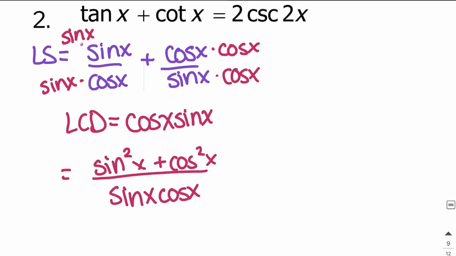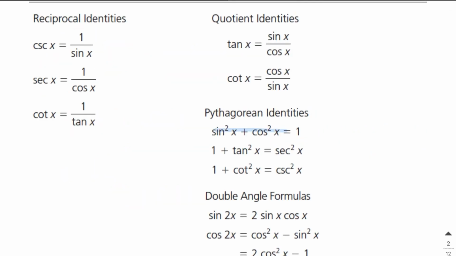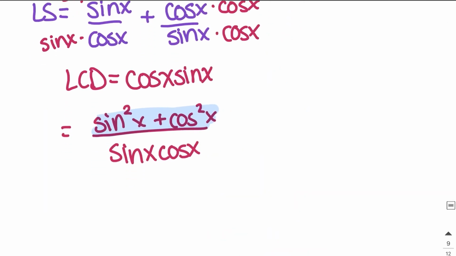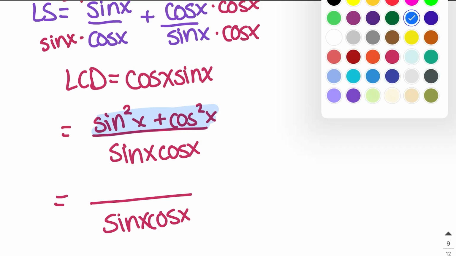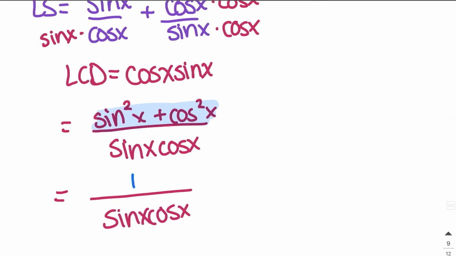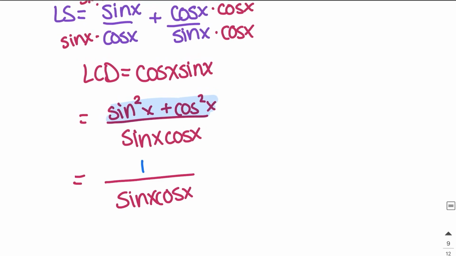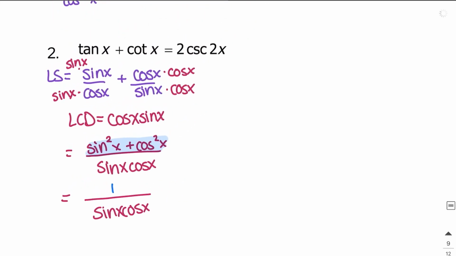Now I'm going to try to see if I can factor, or if I have any similar identities that I can use. And I do know that this right here is this identity right here. So I can replace 1 with sine squared x plus cosine squared x. So here I can just say that this is equal to, keep the denominator the same, and I can just put a 1 on top. And this right here, I can't really take this any further, so I'm going to leave this as is for right now. And now I'm going to play around with the right-hand side.